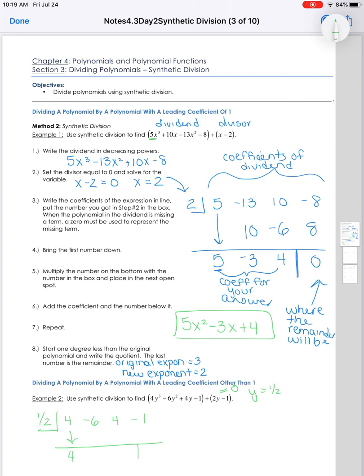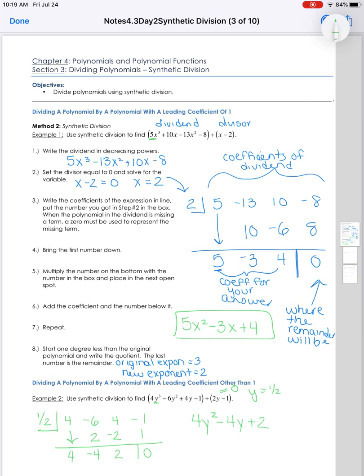All right, so as we do some of these, I think it'll come a little quicker to you. So you'll even see as I work through the next one how I shorthand it a little bit. All right, so set the divisor equal to 0, we get 1/2. That 1/2 goes in my little half box. My coefficients, they're in the right order, so 4, negative 6, 4, and negative 1.